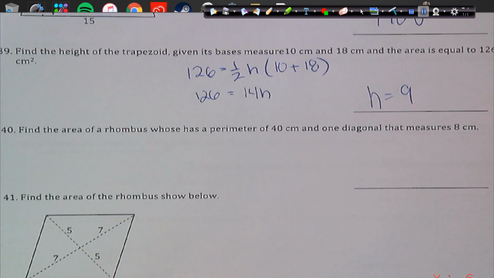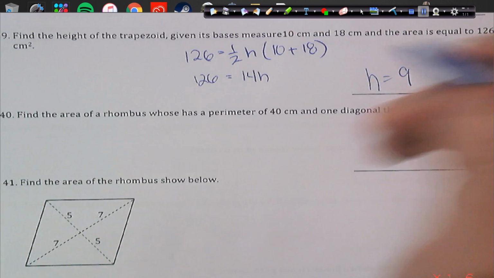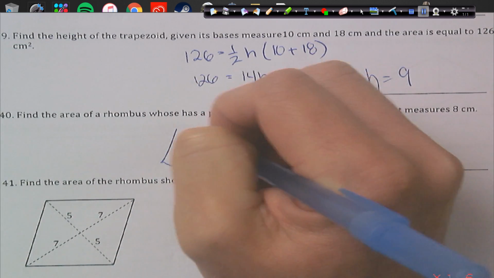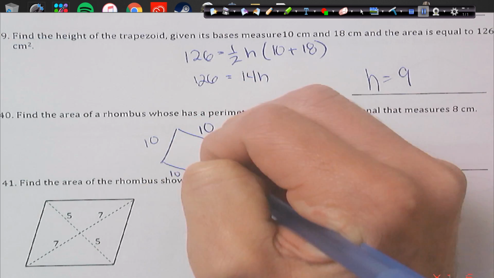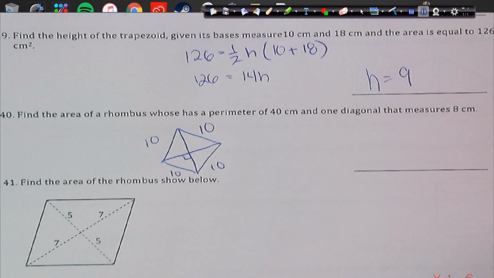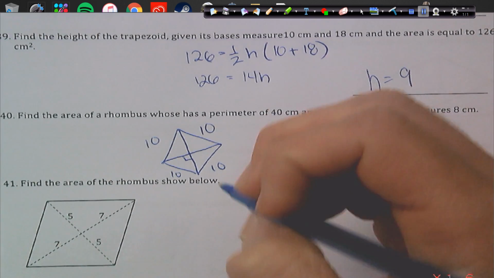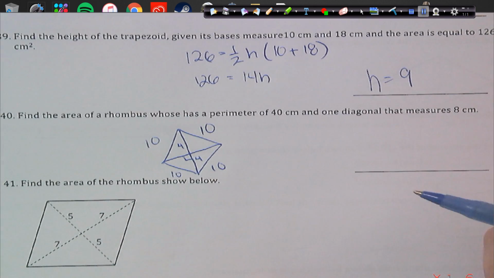Find the area of a rhombus whose perimeter is 40 centimeters and one diagonal is 8. Well, if you recall, in a rhombus, all sides are equal. So if the perimeter is 40, that means all the sides are 10. And what you also recall, these are right triangles. So one diagonal is 8. That means it's 4 and 4. So we have a right triangle. We can find the other one.